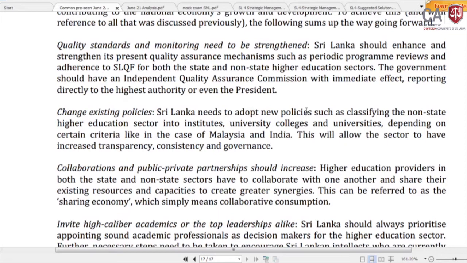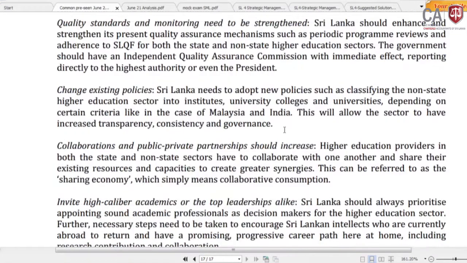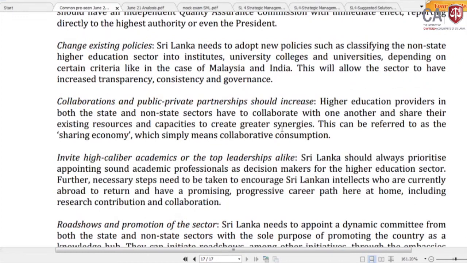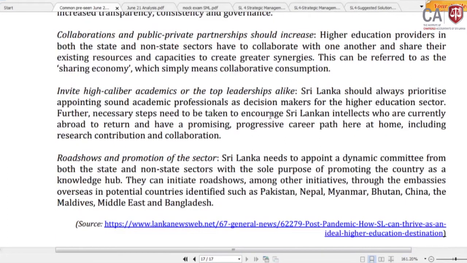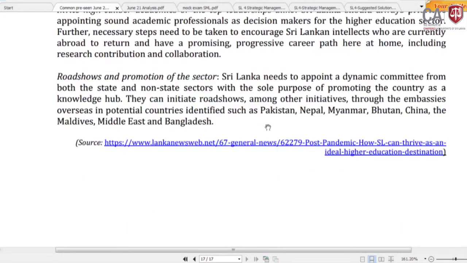So, quality standards and monitoring need to be strengthened, change existing policies, collaboration and public private partnership should increase, invite high caliber academic core top leadership, road shows and promotion of the sector. These are some of the suggestions suggested by the writer.